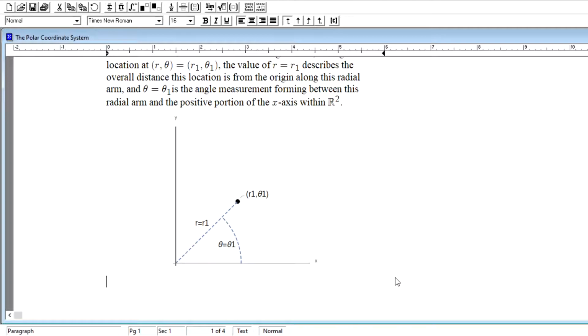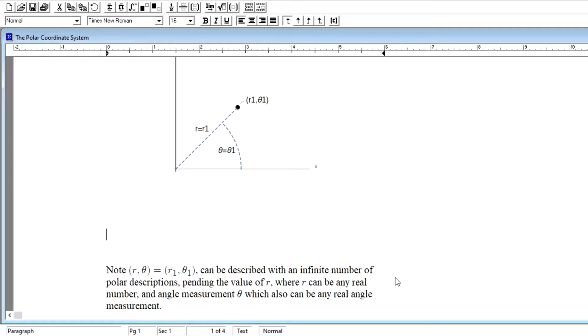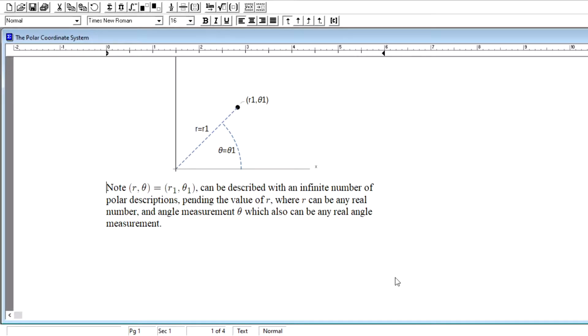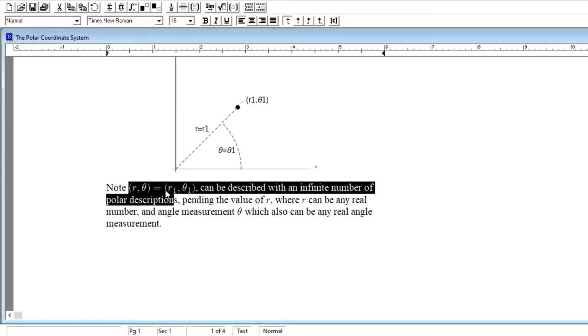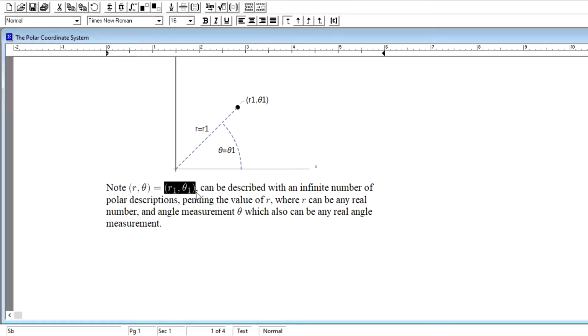If we look at a particular example here, oh, before we get into that example, we would take note here that that location r comma theta equal to r1 comma theta 1 can actually be described by an infinite number of different polar descriptions, all depending on some value of r, where r can be any real number, and angle measurement theta, which also can be any real angle measurement. What do I mean by that?